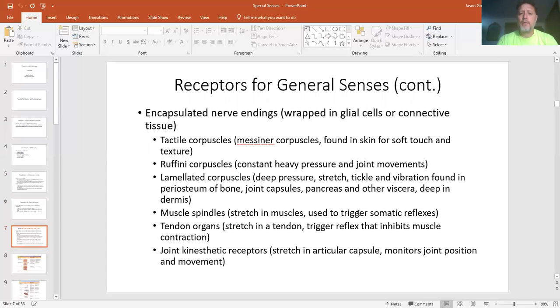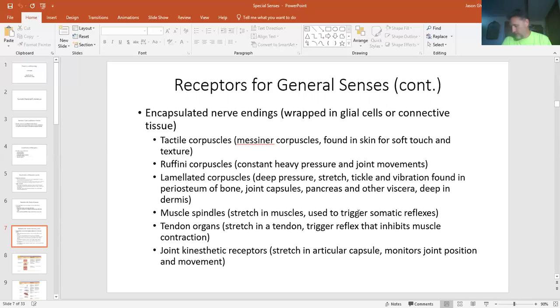Our encapsulated receptors, again, have connective tissue or glial cells surrounding them. We have several of these. We have our tactile ones, which we find in our fingers a lot, because these are for touch and for texture. Ruffini corpuscles, again, movements, lots of pressure on them, not the soft, delicate stuff. Lamellated corpuscles, these are deep pressure, so these are going to be below the cutaneous region, again, for stretching, tickling. We've got our bones, our viscera, which are our organs inside us.